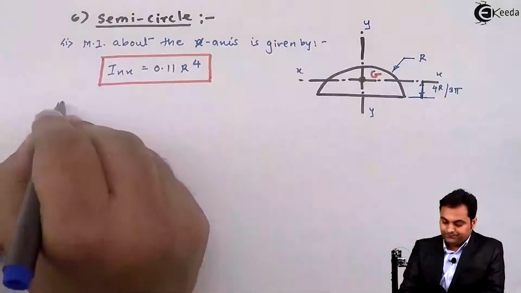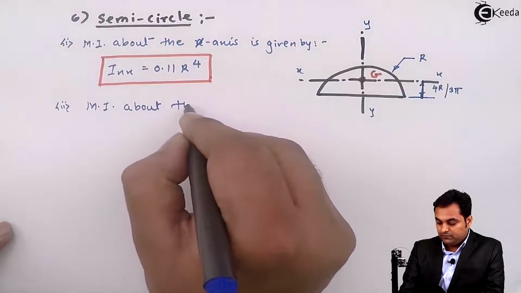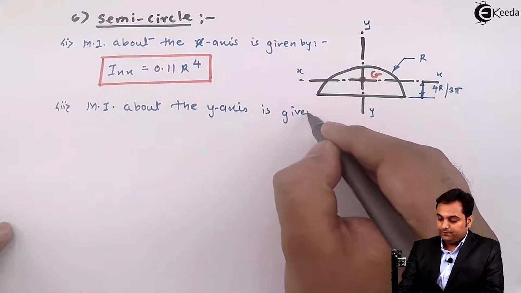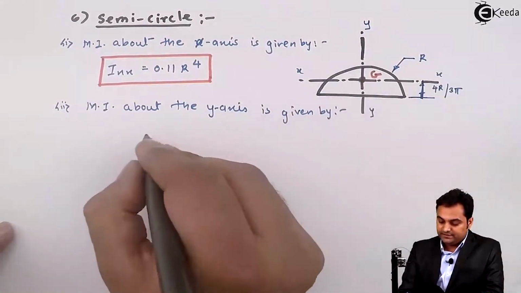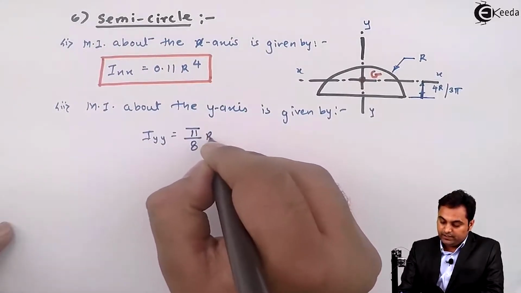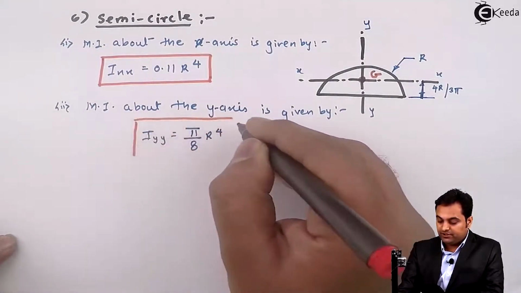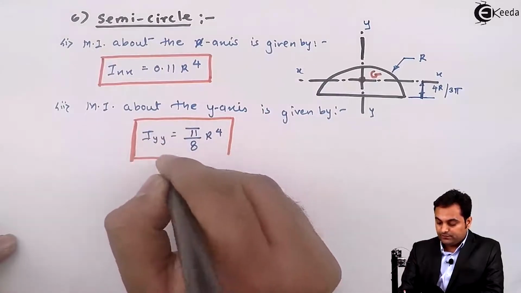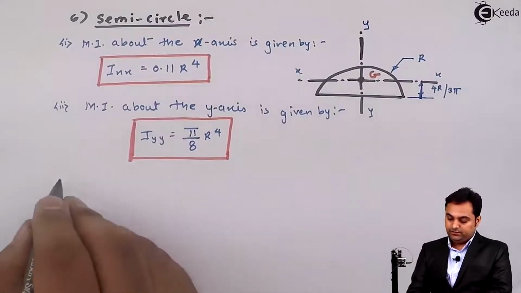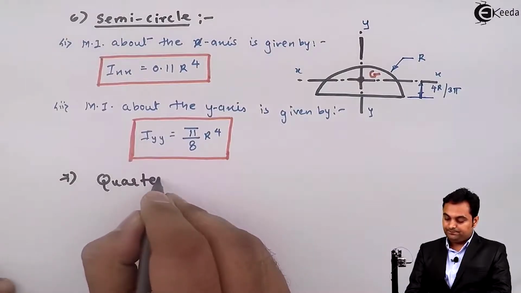Next, MI about the y-axis is given by, here we have this y-axis, and for that Iyy is equal to pi by 8 into R raised to 4. So here is the formula of moment of inertia about y-axis. Next, after completing the semicircle, the last figure which we have is a quarter circle.